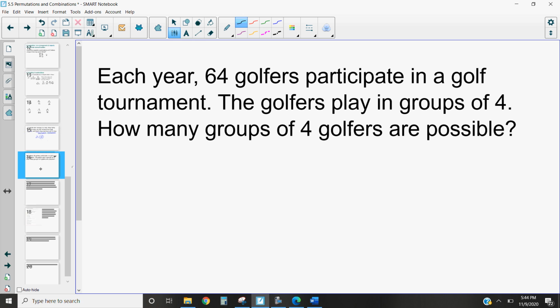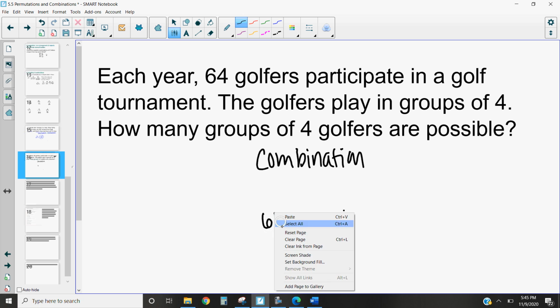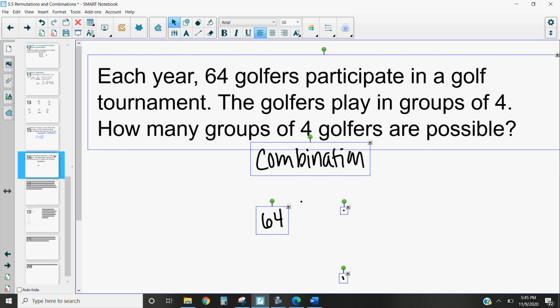In this case, I just want 4 people. I don't care who they are. I don't care what order I pick them in. I just want 4 people. So that makes this a combination. The way we're going to calculate that combination is we're going to take our total number of people, which is 64, and make a combination of 64 people where I choose 4 of them. So now let's take a look at that, 64 choose 4.